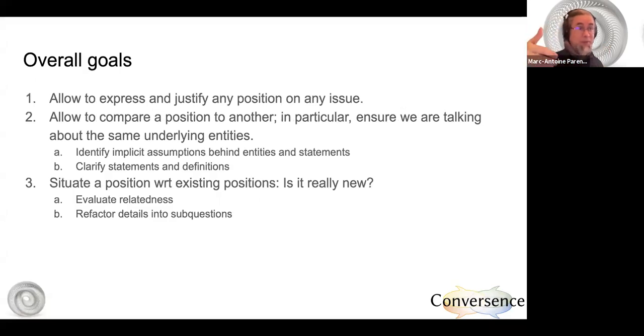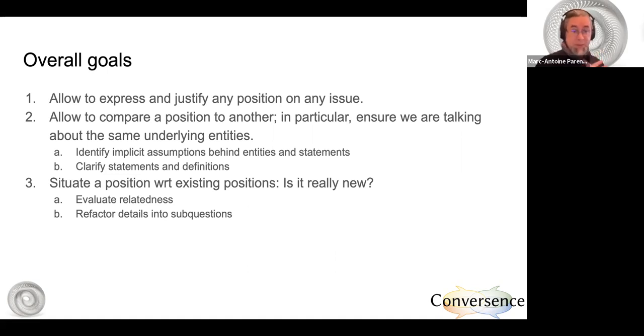Now, in that overall perspective, we still want to express and justify any position, any perspective on any issue. We also want to compare one position to another, because even within a single perspective, we may want to do that. But the most important point is clarification. Are we saying the same thing? Is this statement the same as that statement? And this is really what I want to dig into. How do we represent two statements being the same and speaking about the same underlying entities? How can we identify implicit assumptions? How can we clarify things?